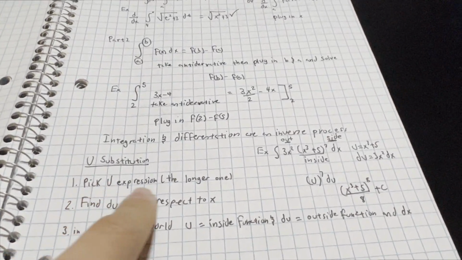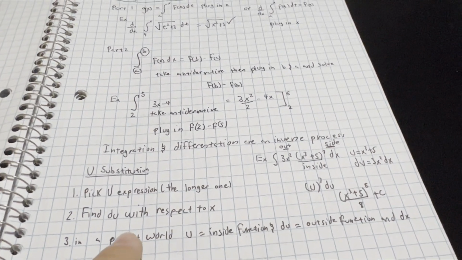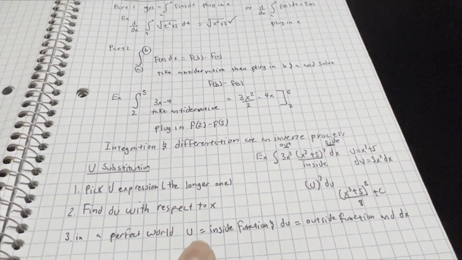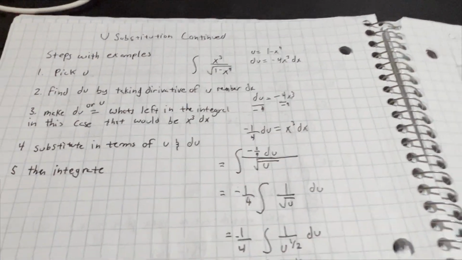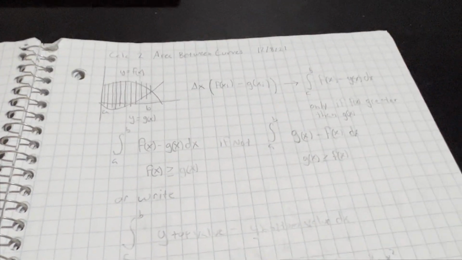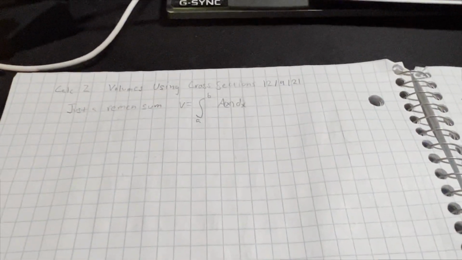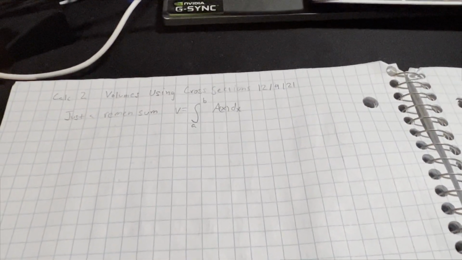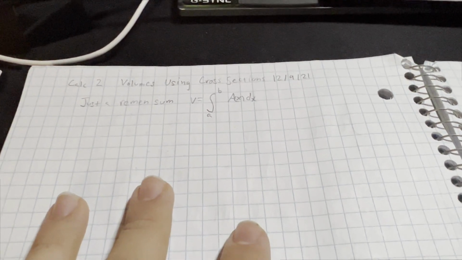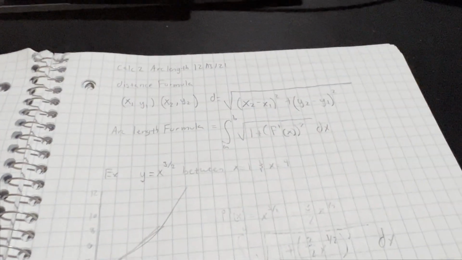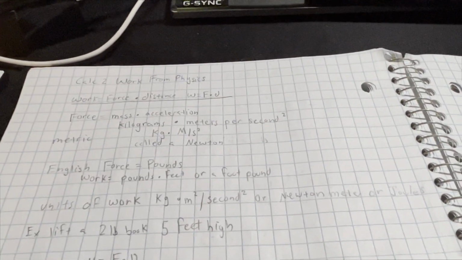U substitution. Pick u expression, pick the longer one. Find du with respect to x. In a perfect world, u is the inside function, du is outside function. I remember this. U substitution continued. The area between curves. Volume of solids of revolution continued. Wasn't good at that. Volume using cross sections. I wrote one like sentence. Arc length, wasn't very good at that. Work from physics. I'm gonna need that. Oh, now we're at Calc 2.